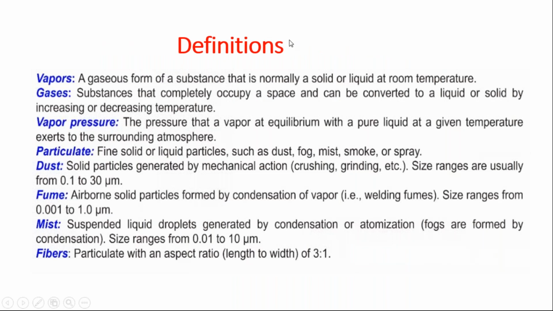Okay. Now we will discuss some basic definitions. What is vapors? Vapor is the gaseous form of a substance which is normally liquid or solid at room temperature. When it is at some higher temperature, it evaporates, its vapors are formed, and this physical form is called vapors.